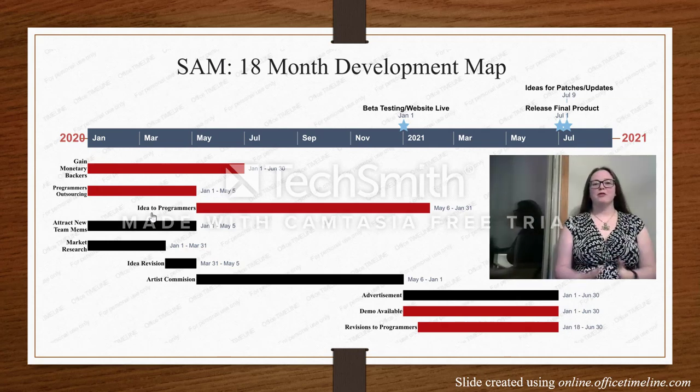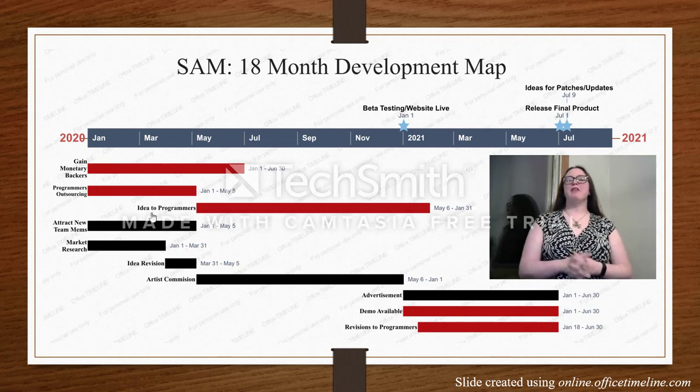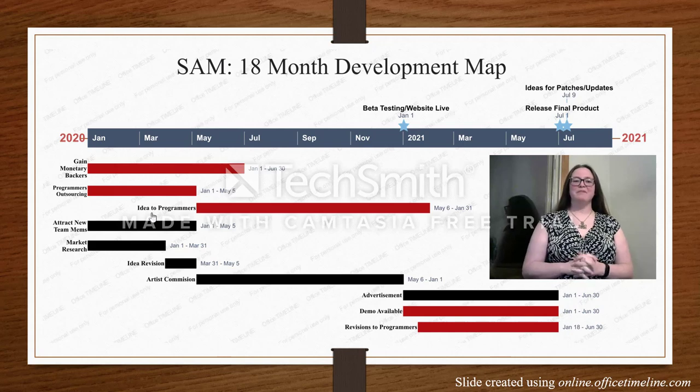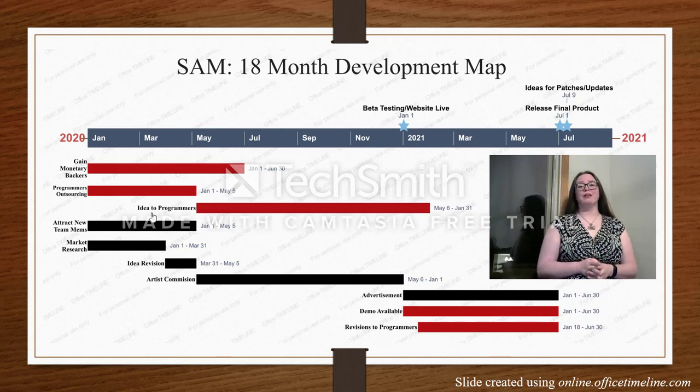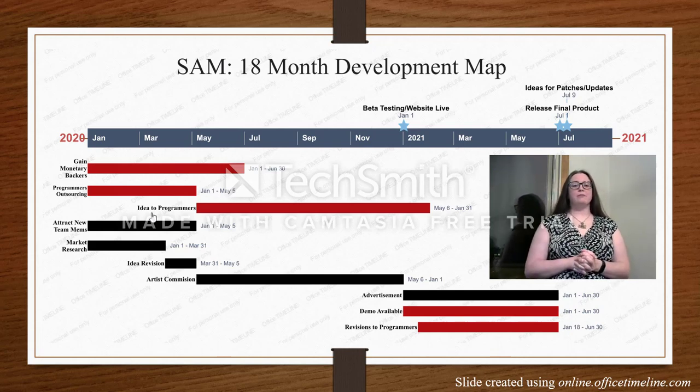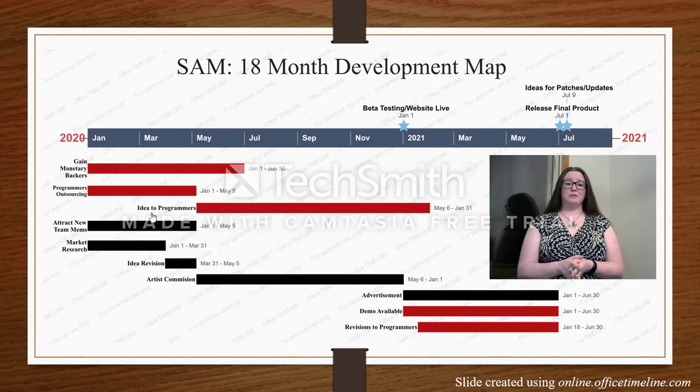Okay, so we've imposed upon ourselves about an 18-month development plan for SAM. In the first 6 months, we would concentrate on expanding our team and potentially getting a couple of programmers on board so that we could have the programming done in-house to simplify communication and things of that nature. However, if that's not possible, we would of course be shopping around for programmers to outsource this to.